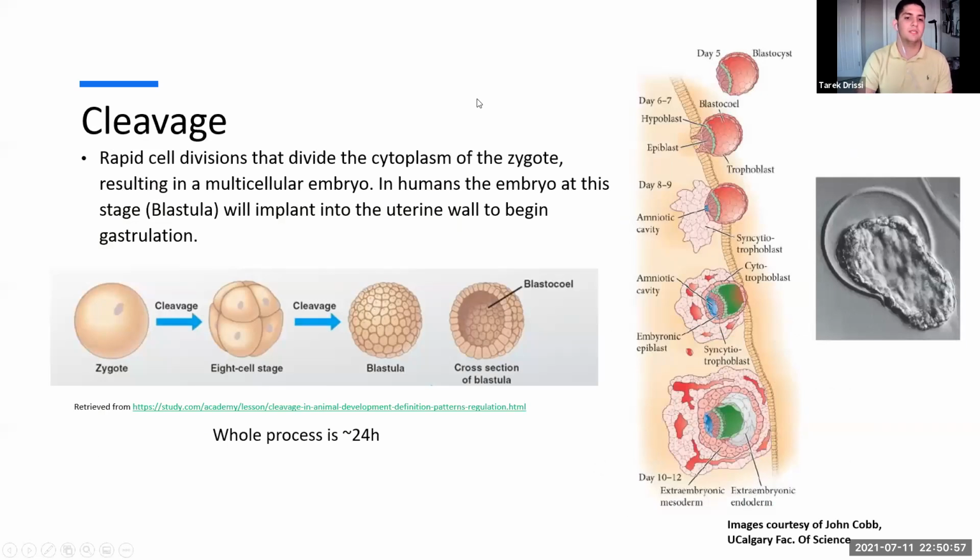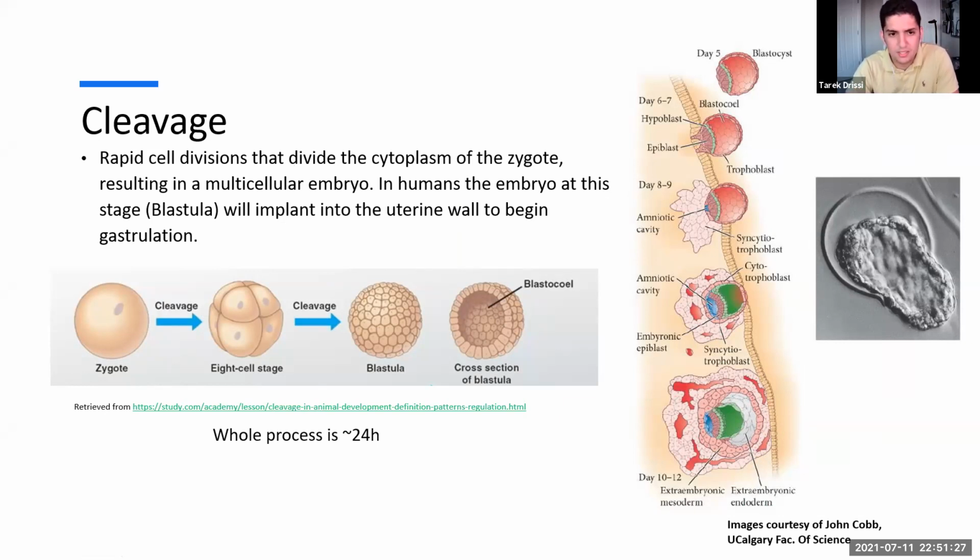Okay, so the following step after fertilization is cleavage. Cleavage is a process of rapid cell divisions that divide up the cytoplasm of the zygote, so the fluid is divided up, resulting in a multicellular embryo. In humans, the embryo at this stage, called a blastula, will implant into the uterine wall to begin gastrulation.